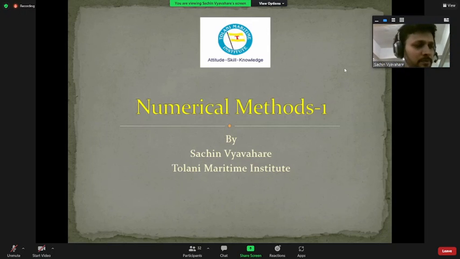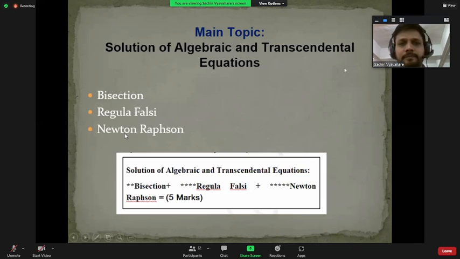So come to the numerical method now. So here, the first topic of the course is solution of algebraic and transcendental equation. There are total 3 methods that you are going to learn: bisection method, regula falsi, and Newton-Raphson. Generally, this topic will have 22 to 25 marks weightage in the final exam. So definitely one 5-mark question will come from one of these 3 methods.